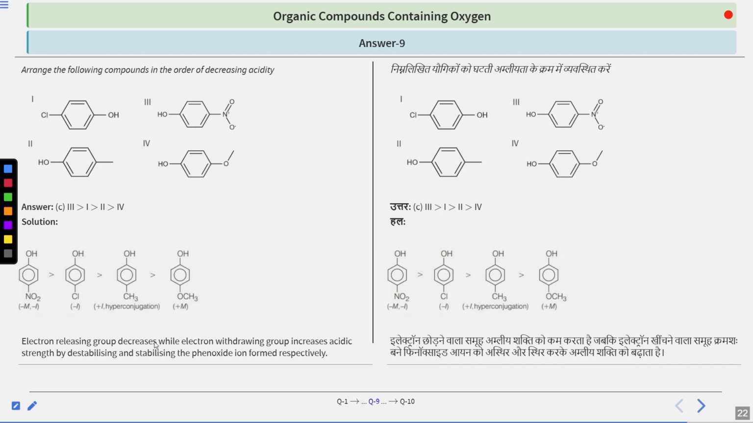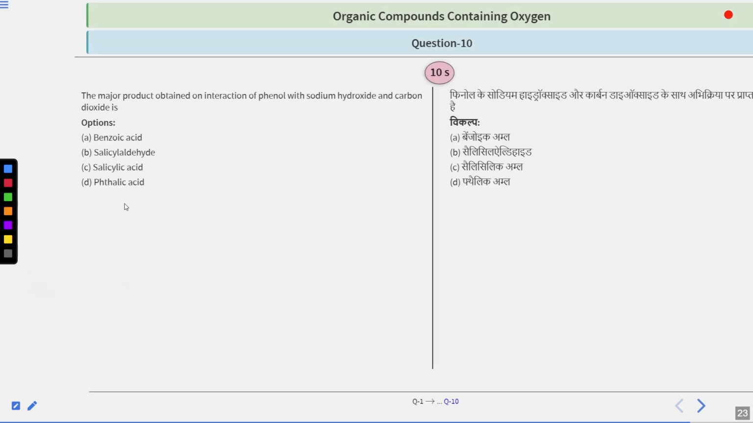Electron releasing groups decrease, while electron withdrawing groups increase the acidic strength by destabilizing and stabilizing the phenoxide ion formed, respectively. Right? So that is why we have our correct answer as option C, that is most acidic for third, then first, then second, then fourth. Moving on to our next question.